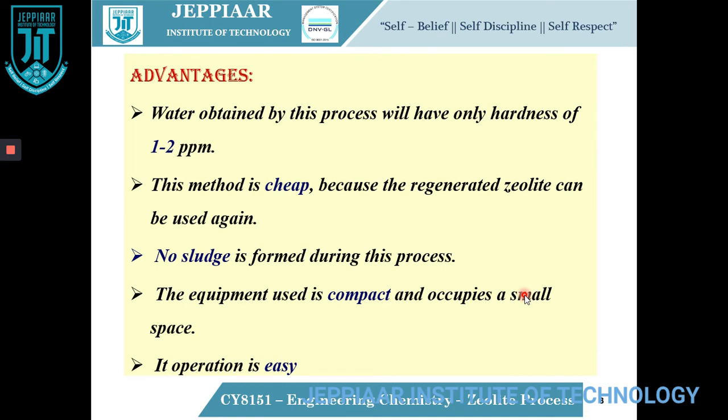The advantages of the zeolite process. The water obtained from this zeolite process has very low hardness, like 1 to 2 ppm. And this method is very cheap because the used zeolite can be regenerated again and again. It is also a sludge-free process, and the equipment is very simple and compact because we are using only a small cylinder with an inlet and outlet pipe. And the process is very easy, it does not require any major treating process.